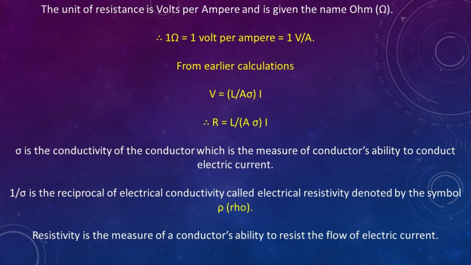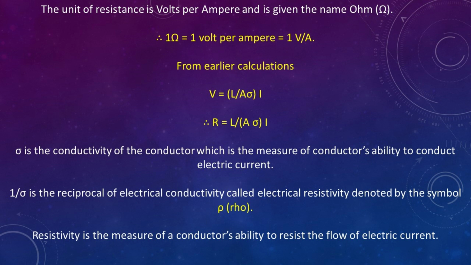The unit of resistance is volts per ampere and is given the name ohm. 1 ohm equals 1 volt per ampere equals 1 V/A. From earlier calculations, V equals L/(A sigma) I. R equals L/(A sigma).